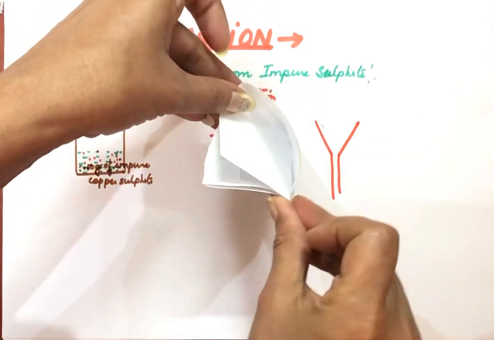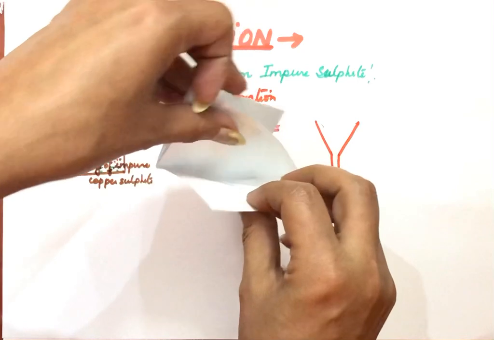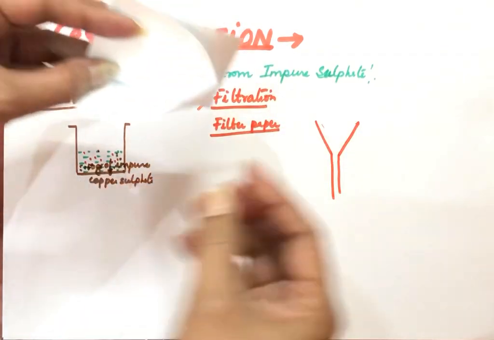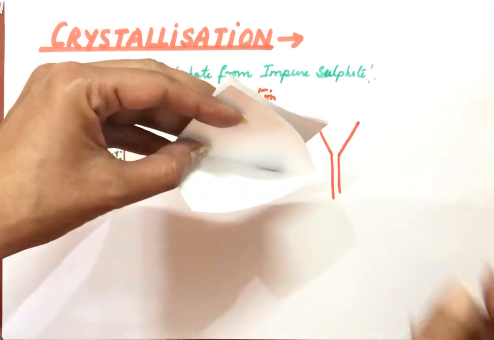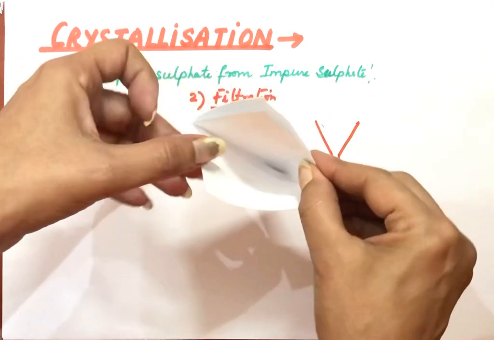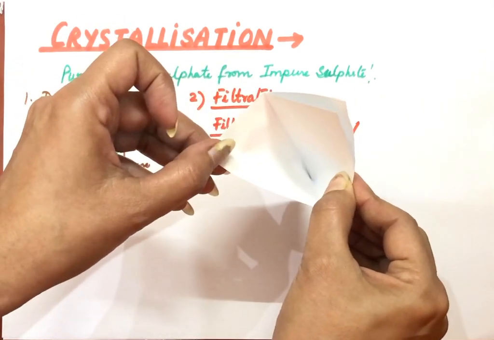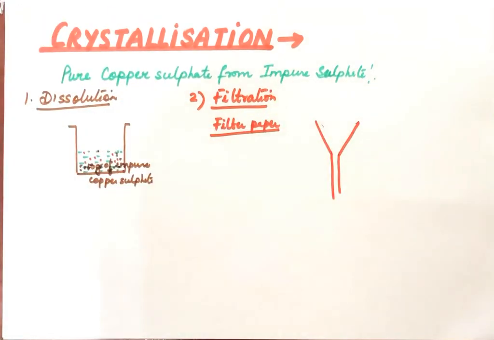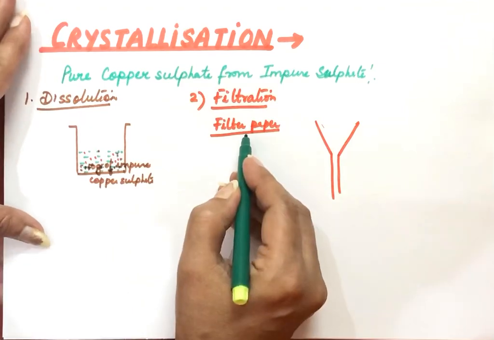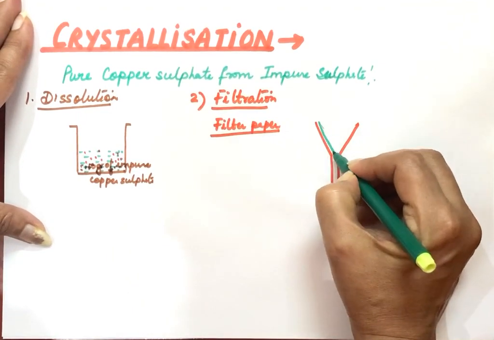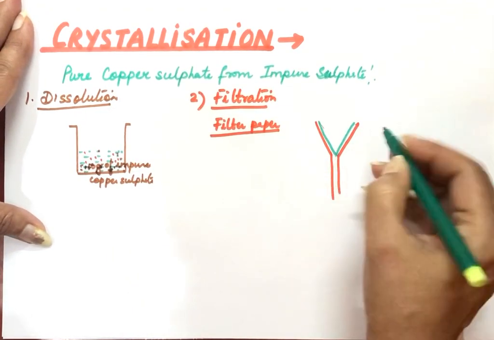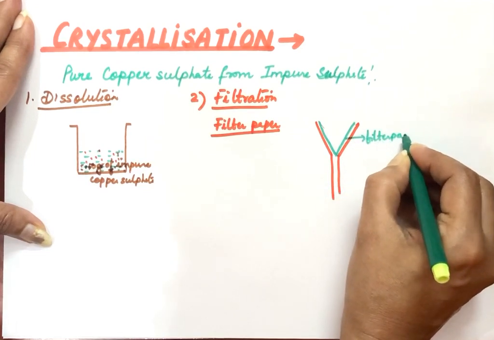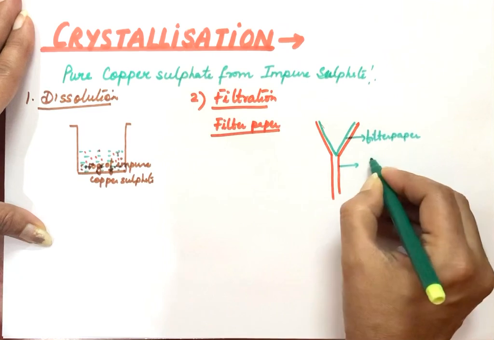This we put in a funnel like this, and through this filter paper we will pour this solution. So this is the folding of the filter paper. You make two folds, and after making the two folds, open it, and it will be like a cone. After folding the filter paper, put that cone here in the funnel. So this is a filter paper, and this is a funnel.